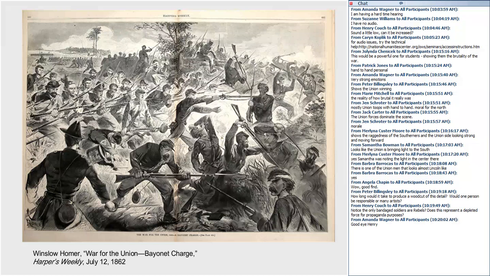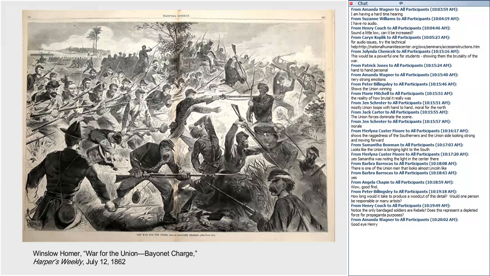Kirk, we have some really good eyes looking at these pictures. Henry Couch notes that the only bandaged soldiers are rebels. And you'll see one there right in the lower right-hand foreground who's bandaged. Does this represent a depleted force for propaganda purposes?